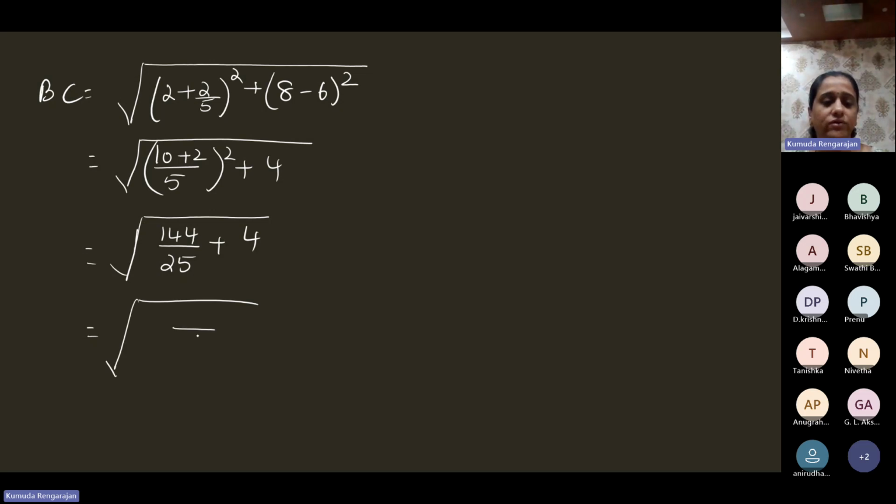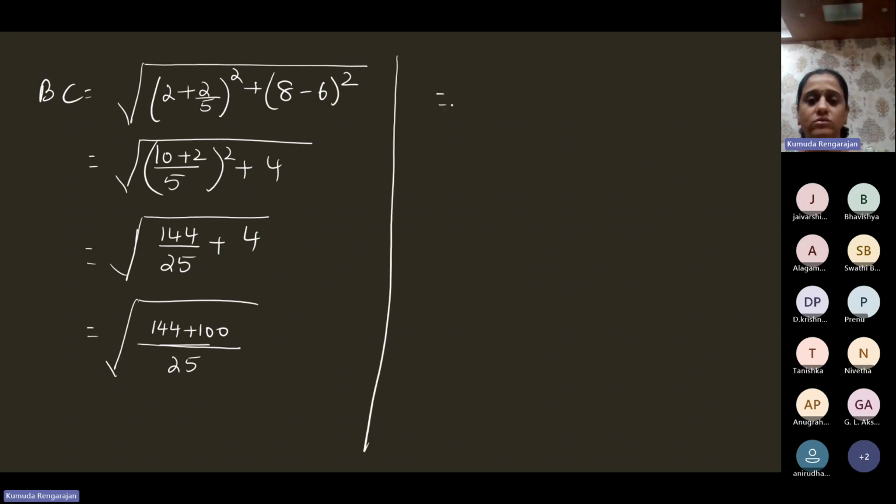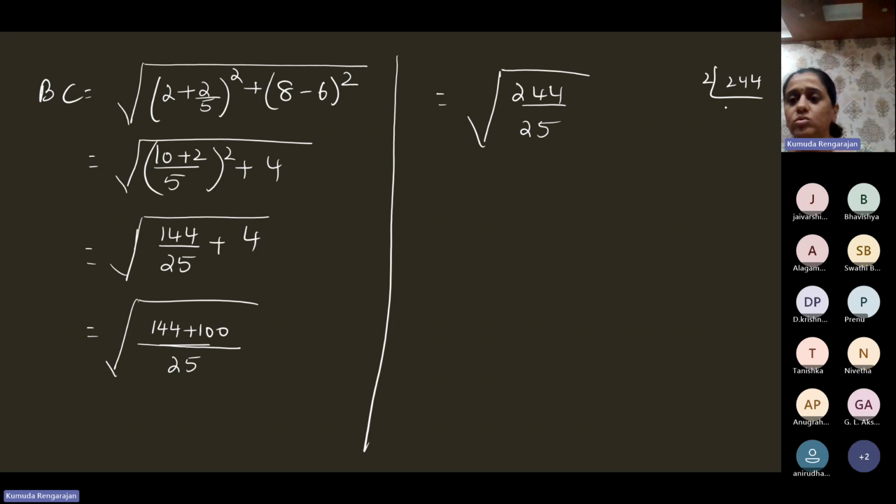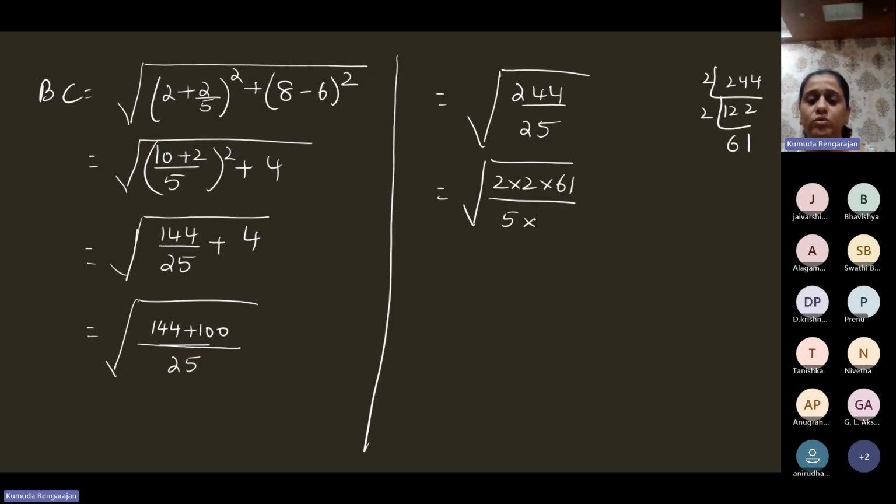LCM is 25. 144 plus 100, so the square root of 244 by 25. Prime factors of 244: 2, 122, 2, 61. So it is the square root of 2 into 2 into 61 divided by 5 into 5. From 2 twos, 1 two comes out, from 2 fives, 1 five comes out, so 2 by 5 root 61 units. This is the length of BC.